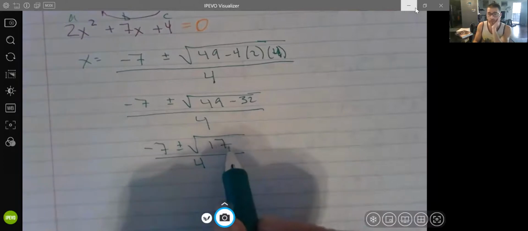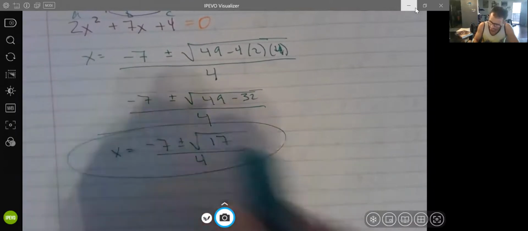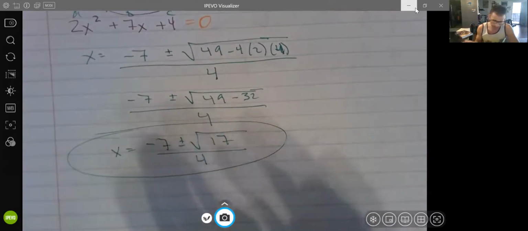So you think to yourself, what's the biggest perfect square? 17 is a prime number. There's our answer. Nothing can be simplified. There's nothing that we're going to factor out of the numerator. All right, that was that.